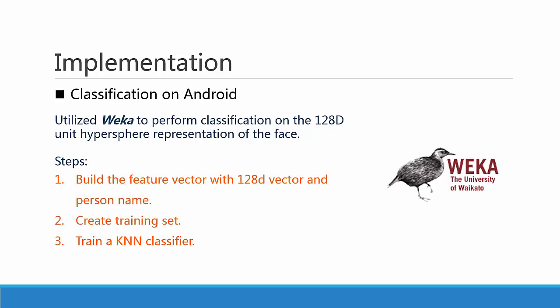In order to achieve classification via Weka, we first build a feature vector with 128 numerical attributes and a class attribute that uses the person name as its values. Then we build a training set by adding an array list that contains the 128-dimensional unit vector representing the face and an array list that contains the corresponding person name. In the end, we build a classifier based on the training set that we create and use it to do the classification for the incoming new data.